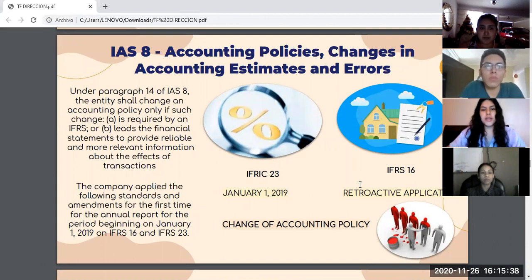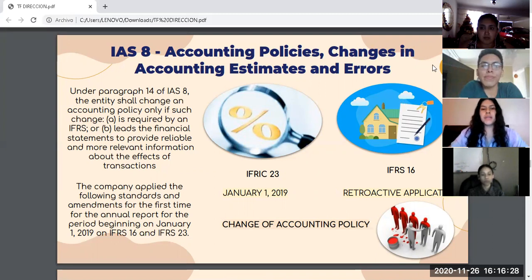Hi, I'm going to talk about International Accounting Standard 8. Under paragraph 14 of IAS 8, the entity shall change an accounting policy only if such change A is required by an IFRS or B leads the financial statements to provide reliable and more relevant information about the effects of transactions. In 2019, the group applied the following standards and amendments for the first time for the annual report for the period beginning January 1st, 2019. These are IFRS 16, leases, and IFRIC 23, uncertainty regarding income tax treatments.